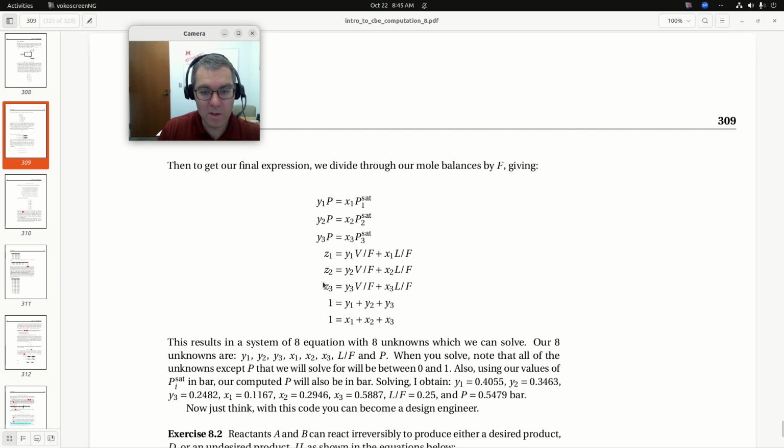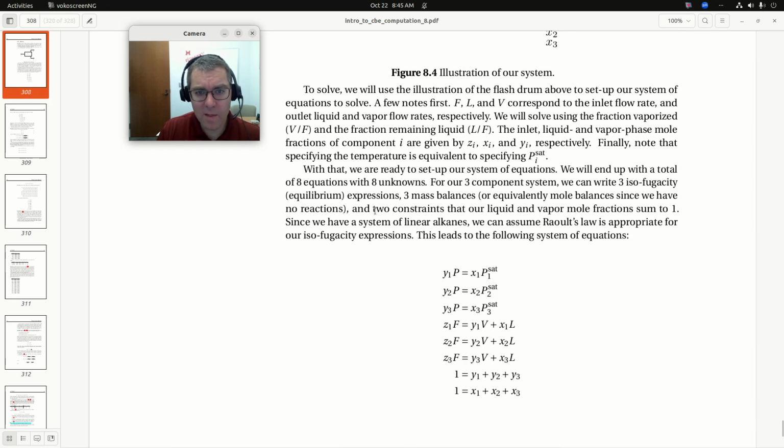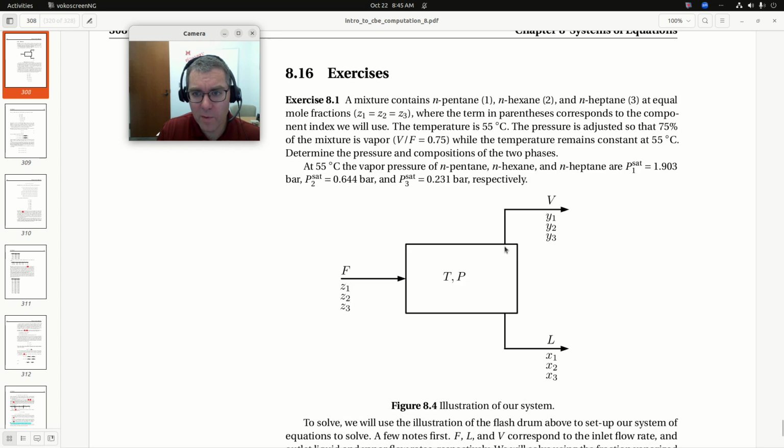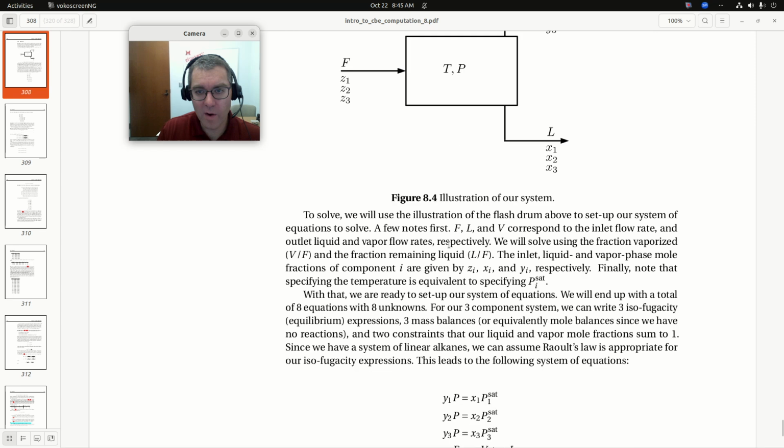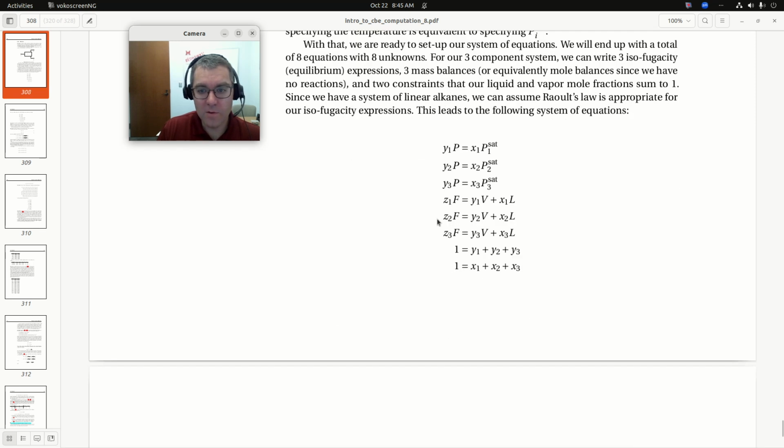My only note is I have 3-component mole balances. Since we were given the fraction vaporized, V over F is 0.75. That means L over F is 0.25. And so we can actually eliminate one of our mole balances and just essentially have a total mole balance. But we'll keep this as is for now, right? It should be the same. It's just one equation we could in theory solve outright if we wanted to.